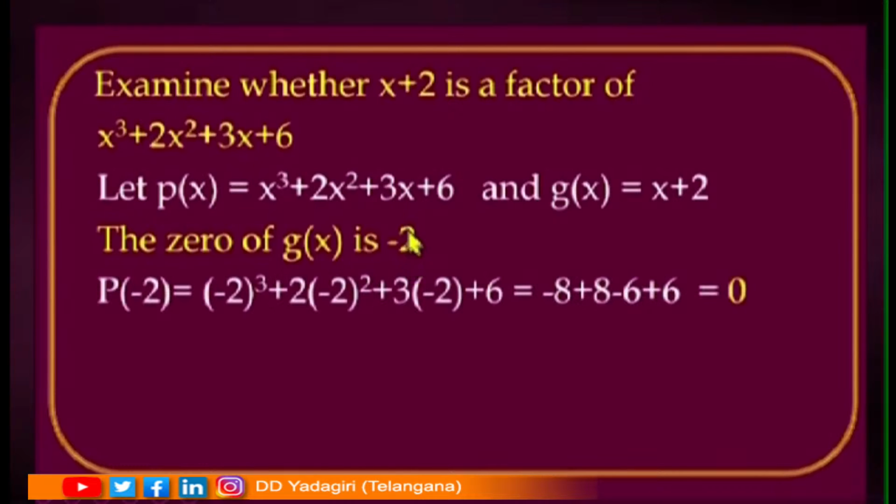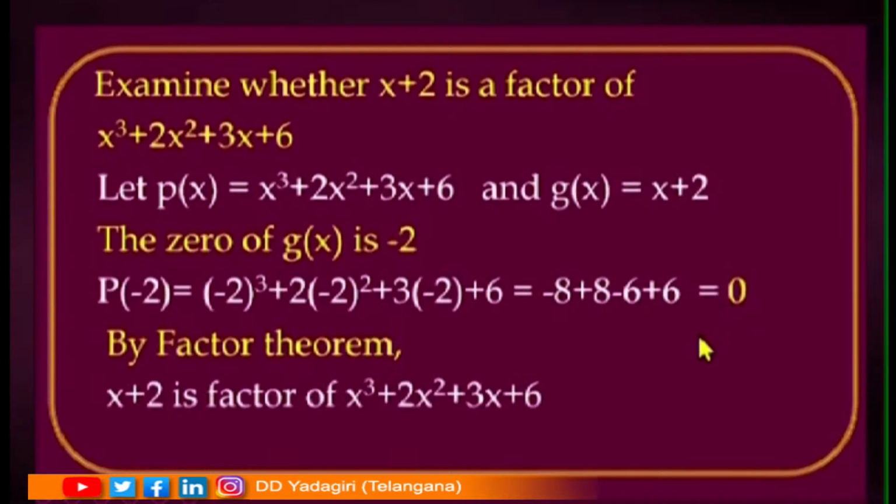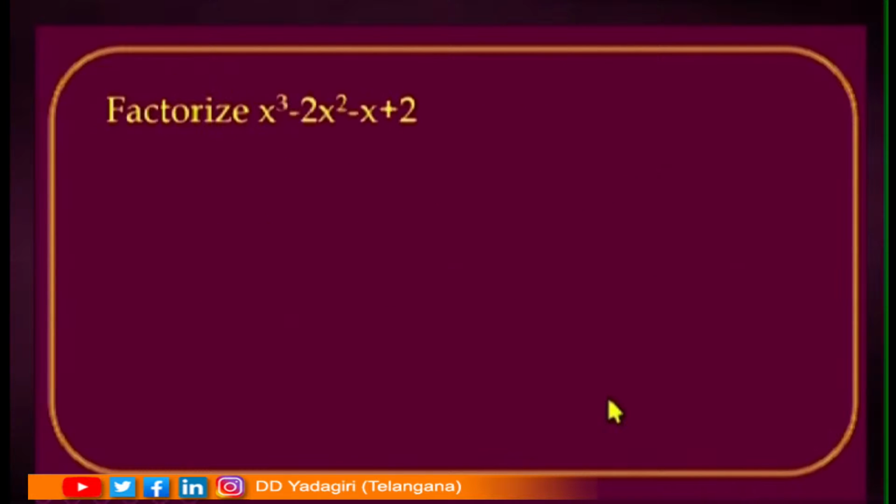So put x is equal to minus 2 here, so P of minus 2 is equal to minus 2 whole cube plus 2 into minus 2 whole square plus 3 into minus 2 plus 6. So it is going to be minus 8 plus 8 minus 6 plus 6. So the answer is going to be 0. So you can say by factor theorem, x plus 2 is a factor of x cube plus 2x square plus 3x plus 6. Factorize x cube minus 2x square minus x plus 2.